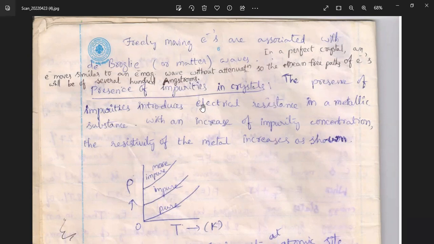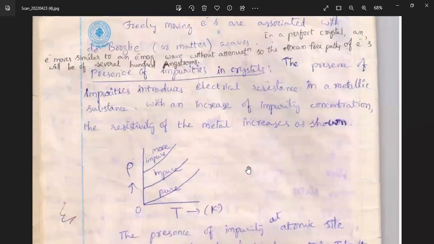The presence of impurities introduces electrical resistance in a metallic substance. With an increase of impurity concentration, the resistivity of the metal increases as shown. Say this is rho, resistivity, versus temperature in Kelvin. For pure conducting material, resistance goes like this with increase of temperature. For impure, it will be like this. For more impure, resistivity values are going up and up.